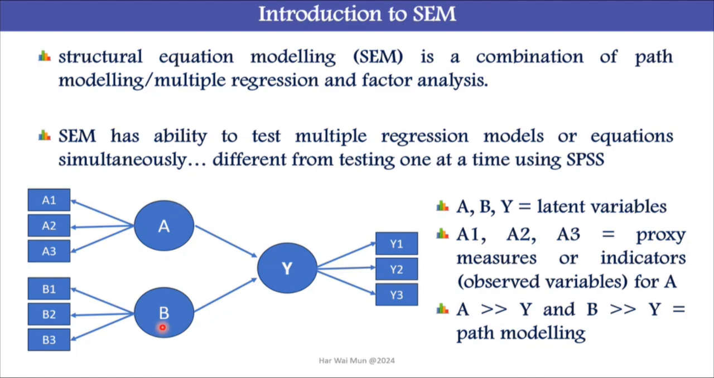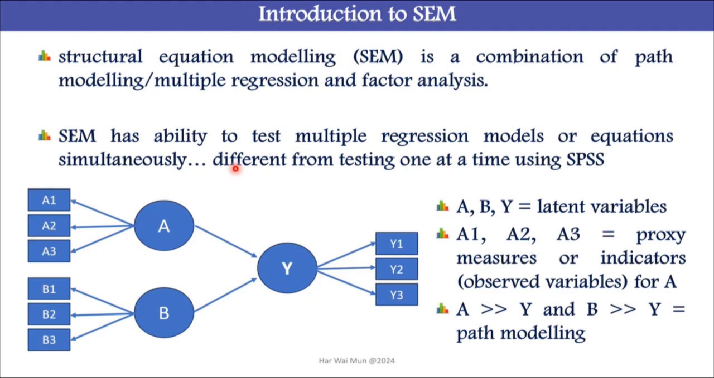But the difference is that this A is actually constructed using questions A1, A2, and A3. Of course, you can have more. And how do you get B? You construct it from your survey answers for B1, B2, B3.